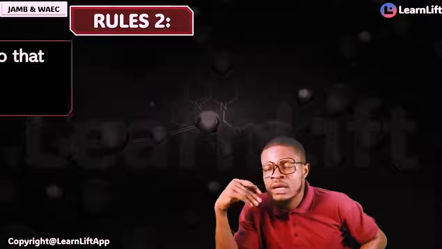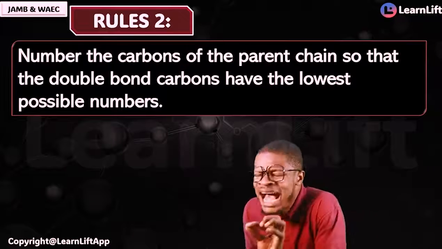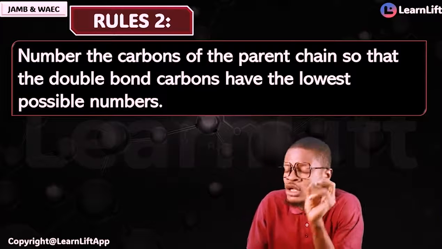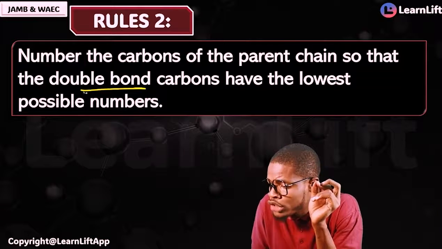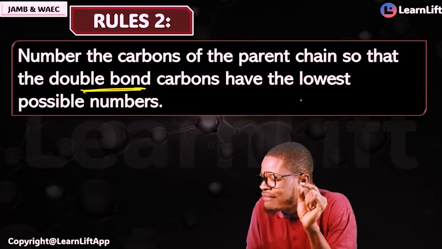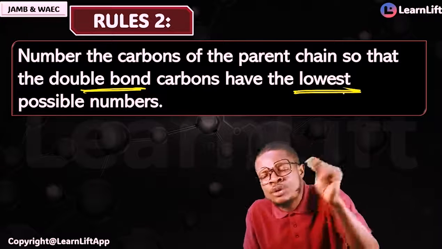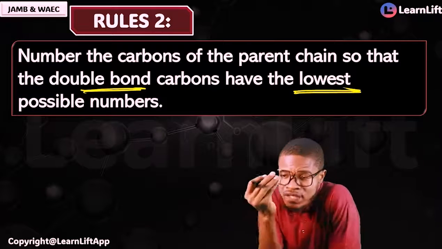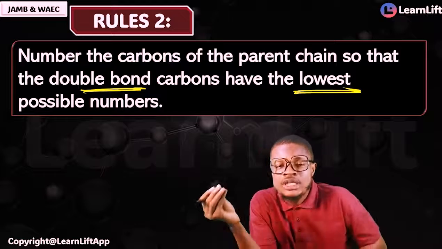Enjoy. In rule 2, number the carbons of the parent chain so that the double bond carbon that we have there will have the least or the lowest possible number. In summary, give the lowest possible number to the double bond.